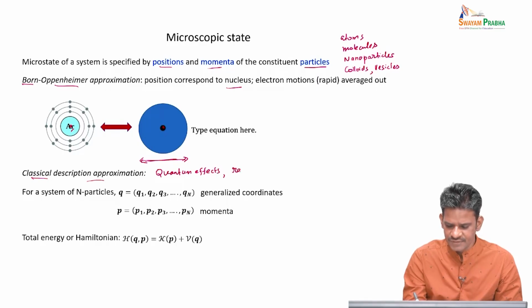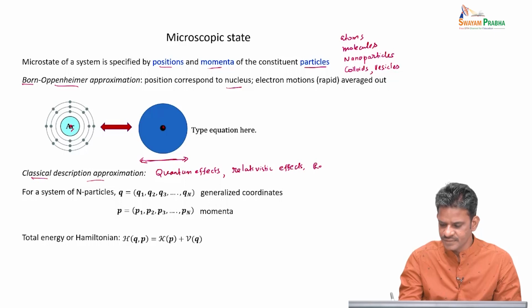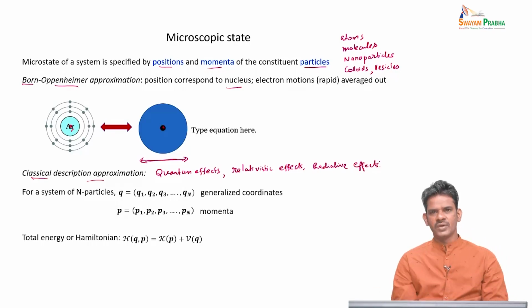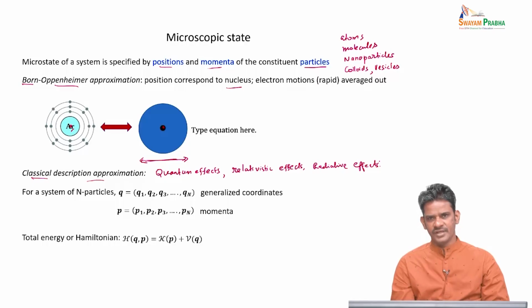or relativistic effects or any radiative effects. So we basically look at systems where none of these effects are important. It doesn't mean that you cannot do MD simulation when these effects are present. It's just that we have to resort to a different kind of techniques, special methods, to handle them.